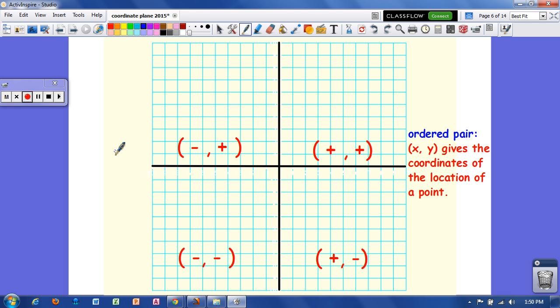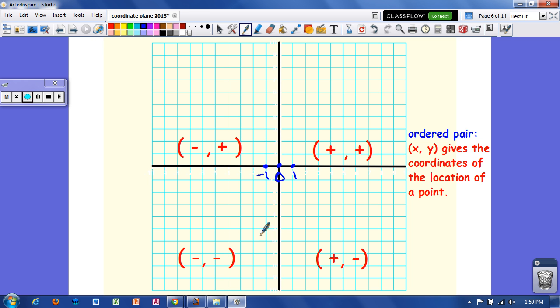Now, within these quadrants, your ordered pairs are going to have different signs, okay? Well, first of all, the ordered pair is in the form of (x, y), and it gives the coordinates of the location of a point. Now, you've already worked with positive coordinates, with a positive x and a positive y in quadrant 1. If you move over to quadrant 2, if this is 0, that means this would be 1, and this would be a negative 1. So on this side here, your x's are negative. So you would have a negative x and a positive y.